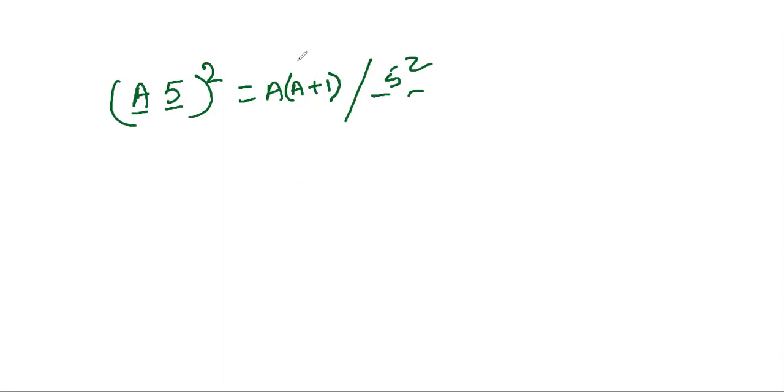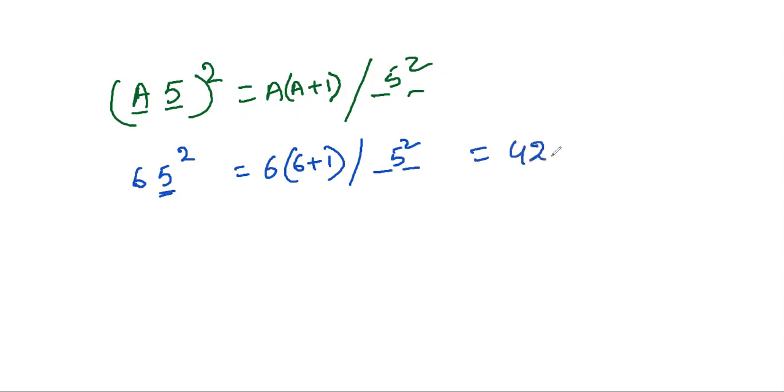So let me tell you 2 to 3 examples. For example, 65 square is there. What we will do? The last two digits will be 5 square only. And the initial digit will be 6 into 6 plus 1, that is 7. 6 7s are 42. And this is 25. 4225.